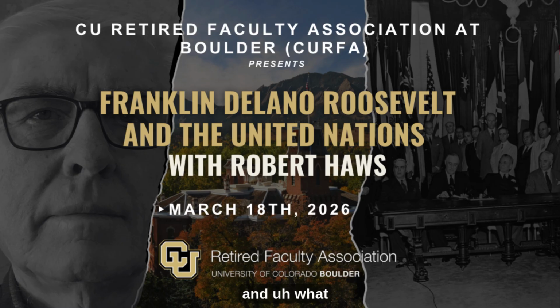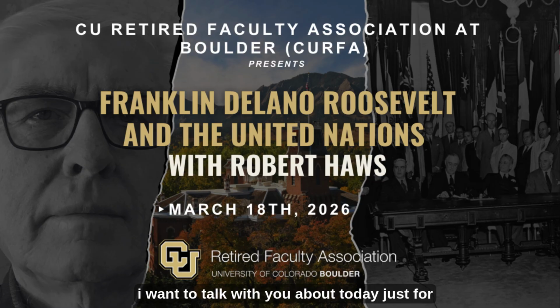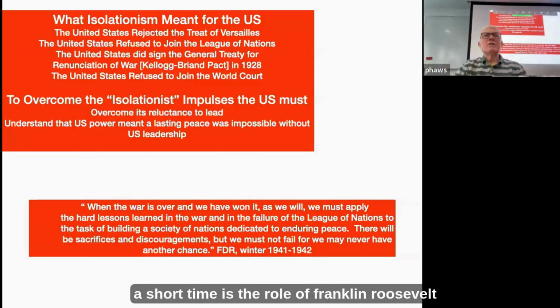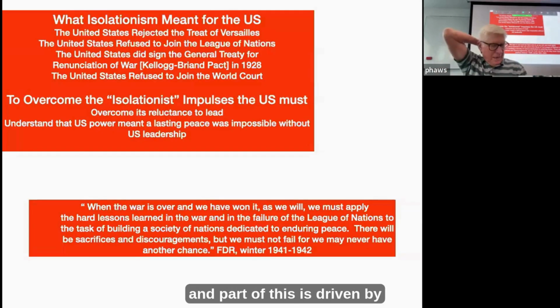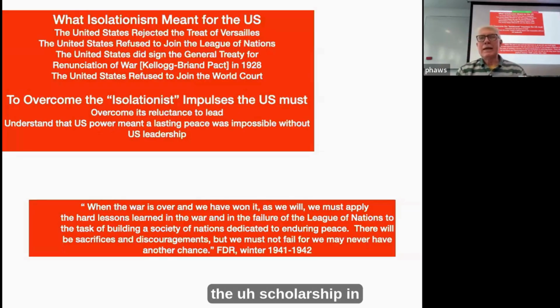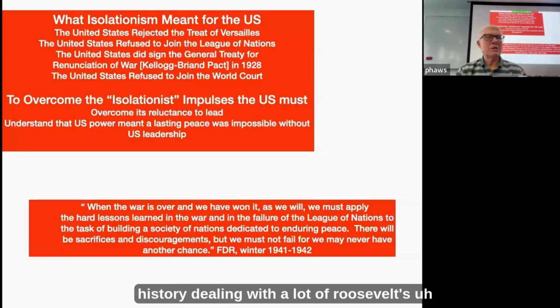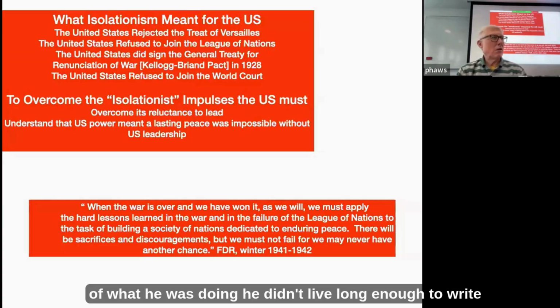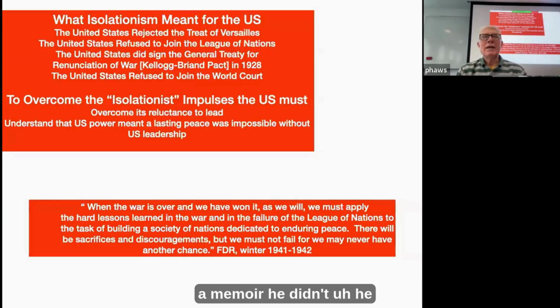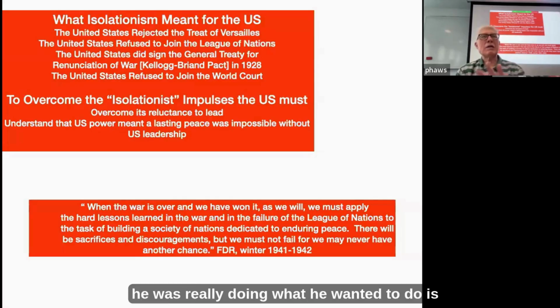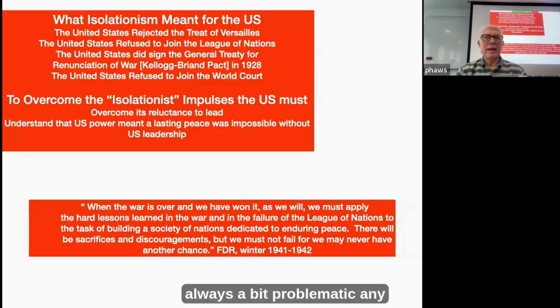And what I want to talk with you about today, just for a short time, is the role of Franklin Roosevelt in the formation of the United Nations. And part of this is driven by the scholarship in history dealing with a lot of Roosevelt's achievements, where Roosevelt was a very secretive person. He didn't leave detailed explanations of what he was doing. He didn't live long enough to write a memoir. He took very few, if any, people into his confidence, really. And so sorting out what he was really doing, what he wanted to do, is always a bit problematic.